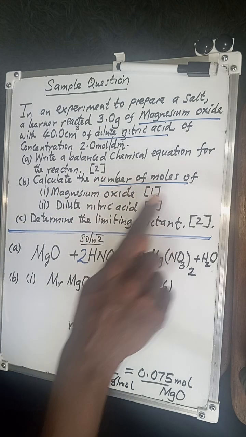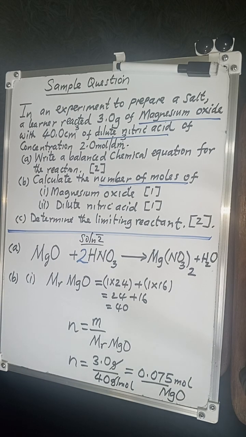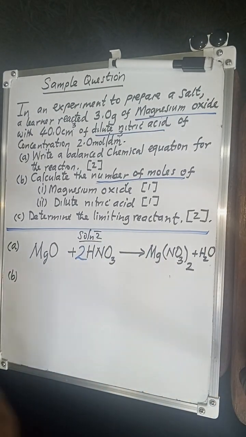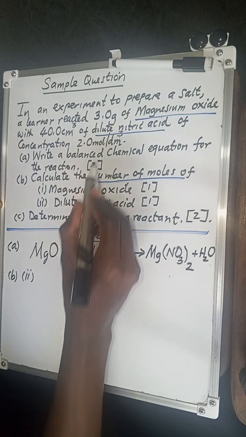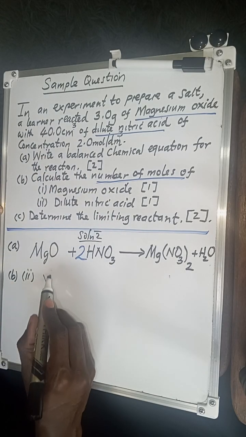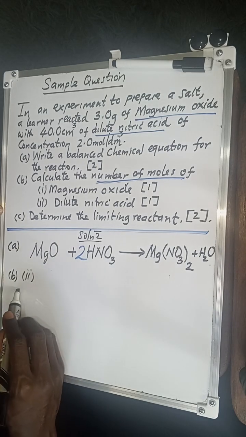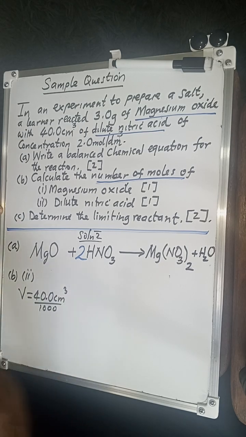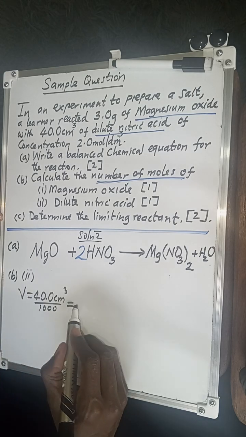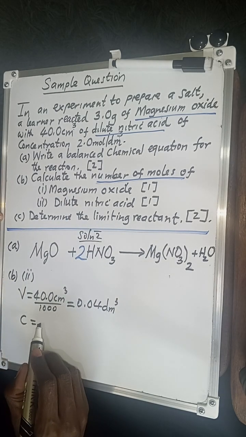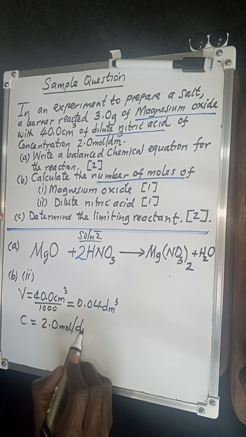Then what about the number of moles for dilute nitric acid? How can we get that? Well, it's very simple. Again, I'll clean up the B part there so that I can create space. So in order to calculate, that is B Roman 2, the number of moles of dilute nitric acid. Now, if you notice in the question, they gave you the volume as well as the concentration of the acid. So the volume was simply 40.0 cubic centimeters. So right away, divide it by 1000. You remember from my previous video, so that you change to cubic decimeter. So that will give you 0.04 cubic decimeter. Then they also gave you the concentration, which is equal to 2.0 mole per cubic decimeter.